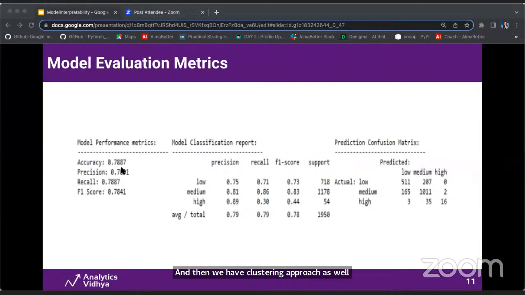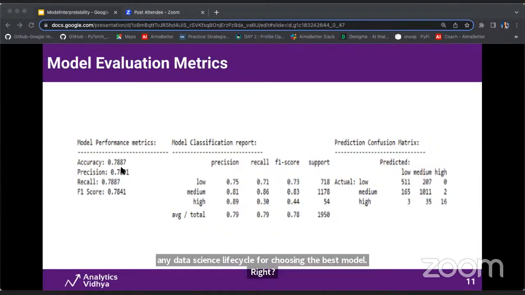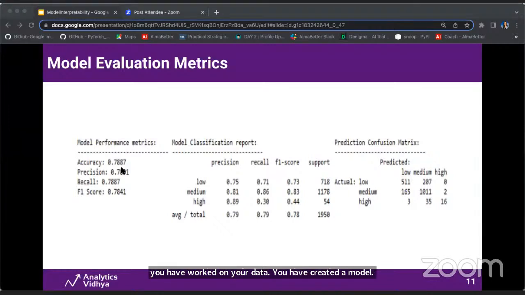Coming to the model evaluation matrix. So we have a lot of model performance evaluation matrix existing right now. And these model performance evaluation is a key step in any data science lifecycle for choosing the best model, right? So you have worked on your data, you have created a model, but what will you use to evaluate your model? So there comes in the role of model evaluation matrix, which will help gauge the performance of your model. Okay, so this basically enables us to see how well our models are performing, comparing various performance matrix across multiple models that you have created, and choose the best model out of it.